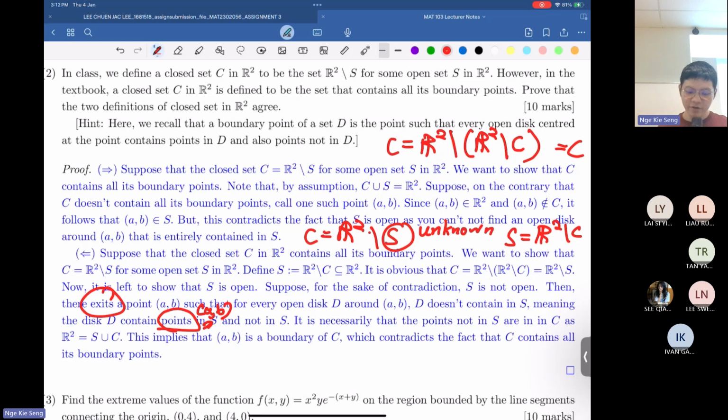So meaning what? So actually this point is the boundary point of C. But we say that C contains all its boundary points. Okay, so this cannot be a point in your complement. Okay, so this is a contradiction.